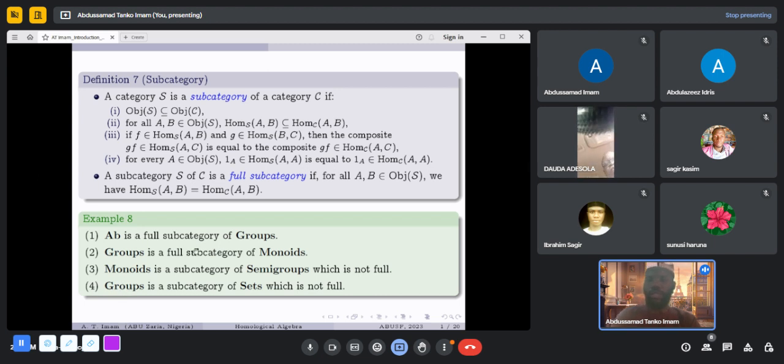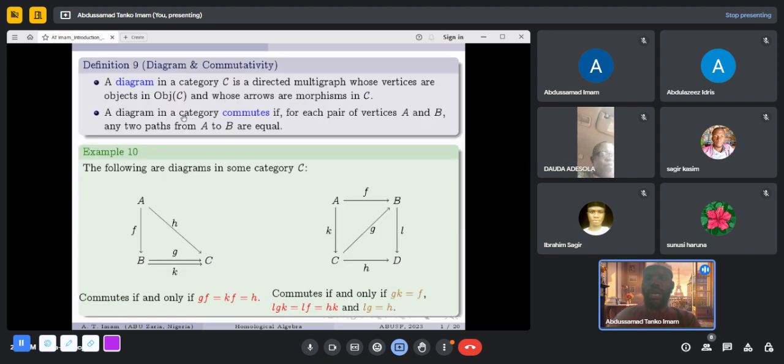So these are examples that make this concept of subcategory and full subcategory, I believe, very clear. And another, I think we talk about all these things. I'm just trying to revise what we have learned in the last discussion. We also talk about diagram and commutativity of a diagram.